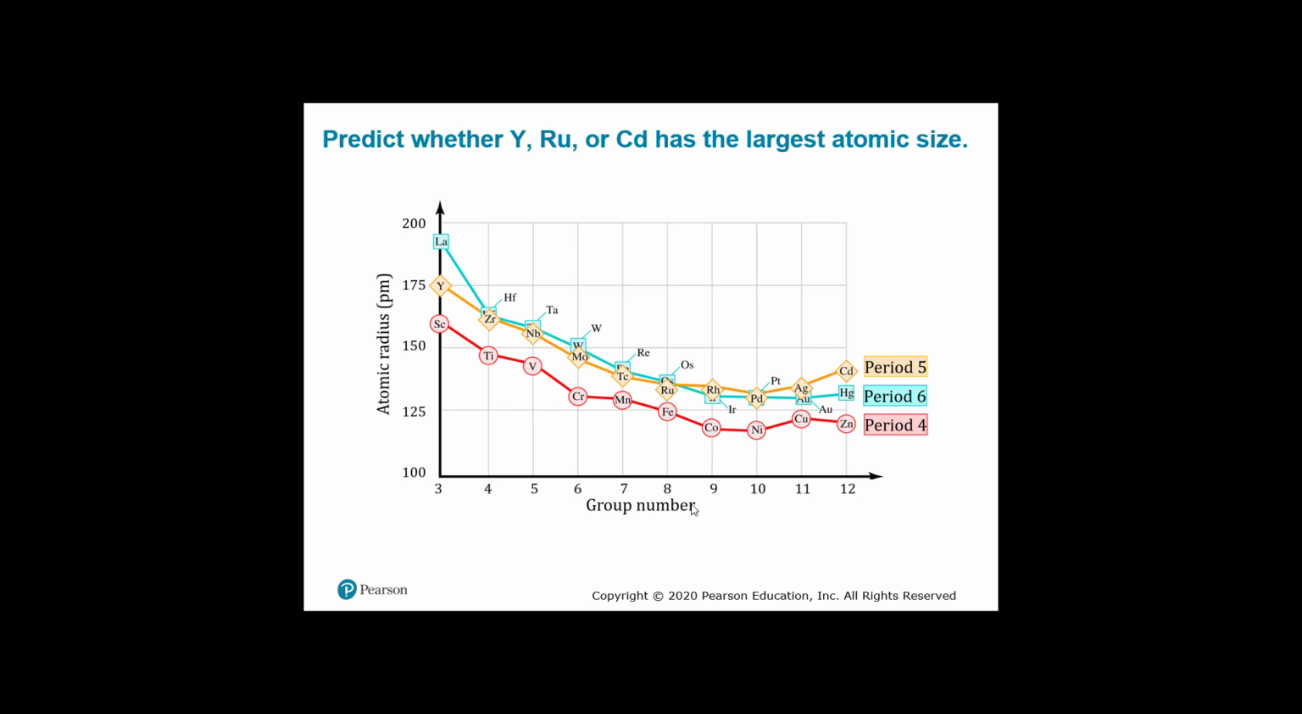Okay, so predict whether Y, yttrium, ruthenium or cadmium has the largest atomic size. Let's take a look at what we have here. Here's Y, so we're in period 5. If we go across, this is ruthenium, and then we have cadmium. So they're all in period 5. Y is in group 3, and group 3 is still larger than when we get to group 12.